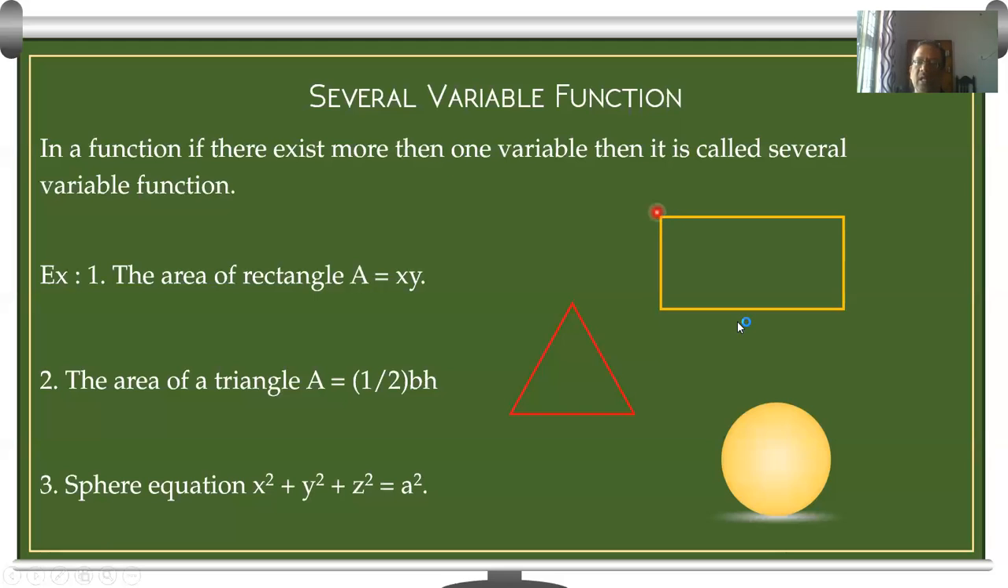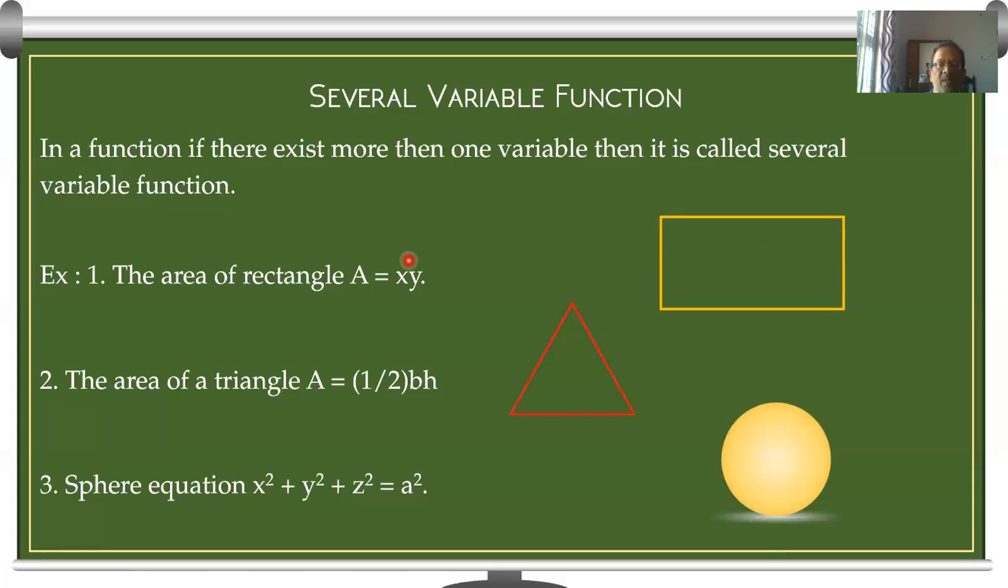Now I am checking a rectangle. In the rectangle, the length is x units and the breadth is y units. Now there are two variables. The area of this rectangle depends upon these two variables, length and breadth. If any one of the values changes, automatically the area also changes. Therefore, the area of the rectangle A equal to xy is an example for a several variable function.